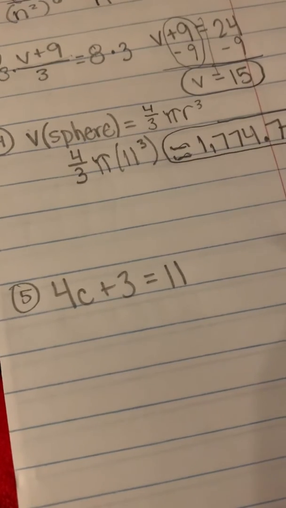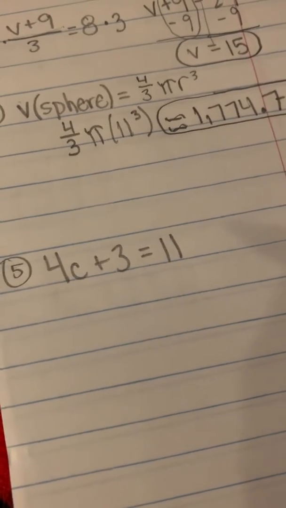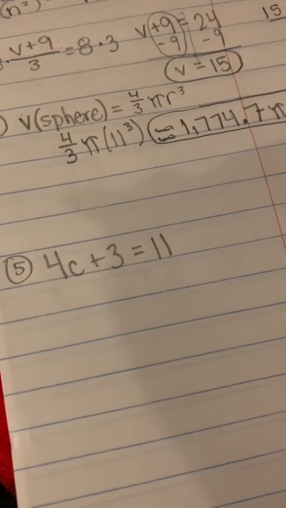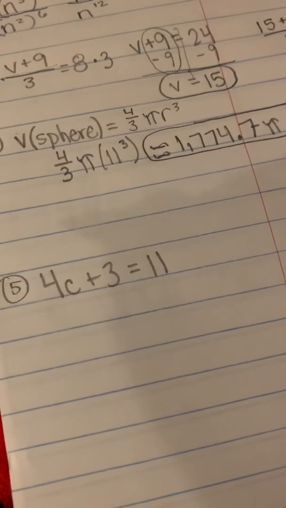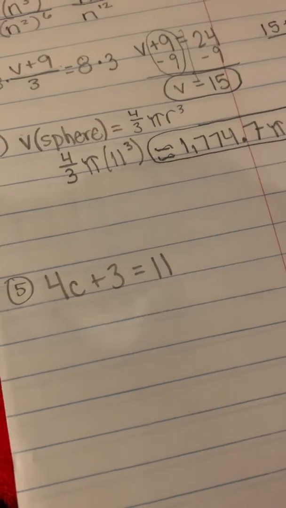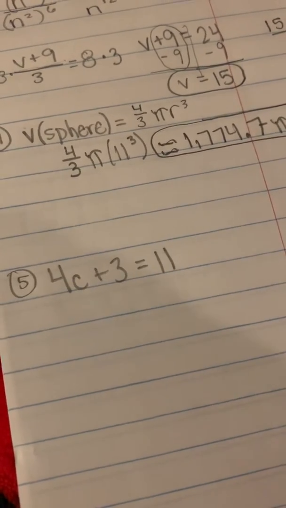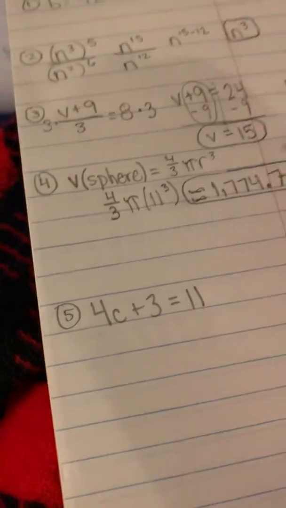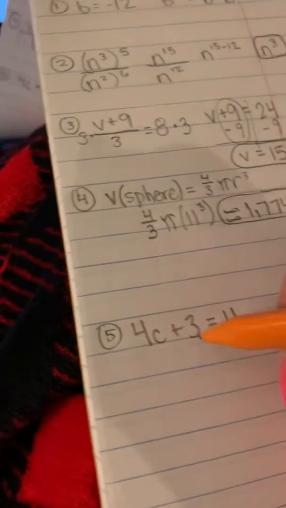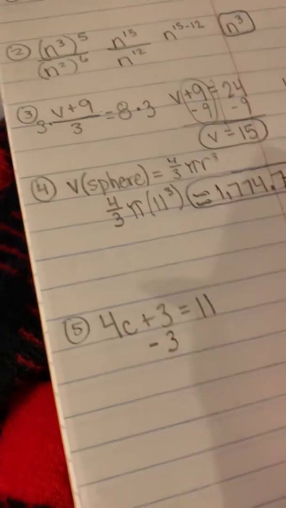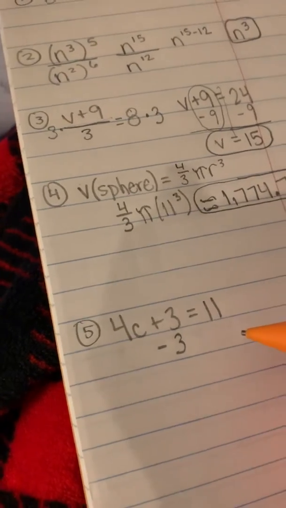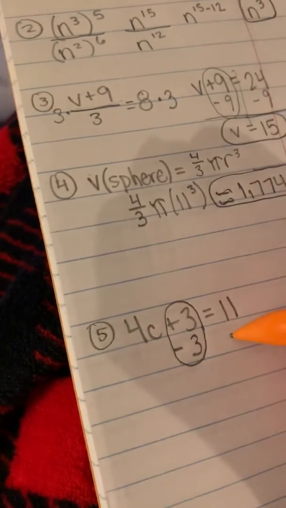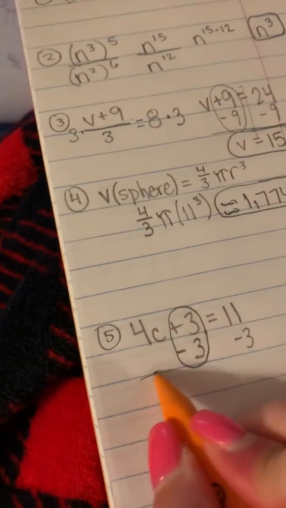And the last problem is a simple two-step equation that you should have no trouble with. Go ahead and try it before I get started on the explanation. Your ultimate goal is to isolate C on one side of the equation. So we have to undo everything that's being done to C. The first thing that we can undo is this plus 3. To create a 0 pair with positive 3, you're going to subtract 3, but whatever you do to one side, you have to do it to the other side.